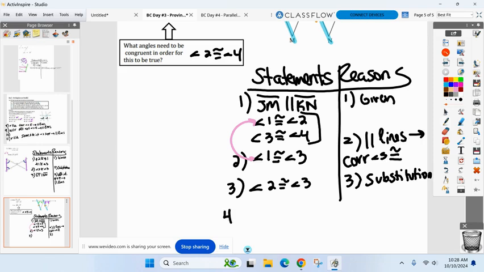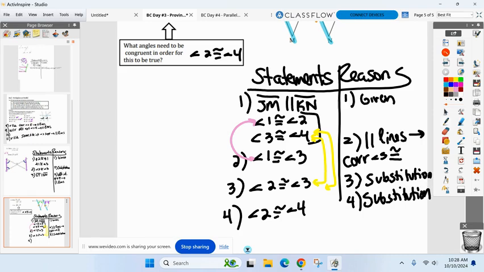Last thing now: is there something I haven't used in the givens? Which statement have I not used? 3 and 4 being congruent. You've got to use everything. So if 3 and 4 are equal, and I combine that with 2 and 3 being equal, now which 2 angles are going to be equal? 2 is congruent to 4, by a second substitution. And that's what I wanted.